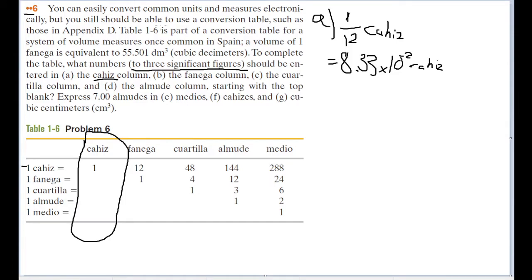So the next part of the question then asks about 1 cuartilla is how many cahizes. And if you look up top again, 1 cahiz is equal to 48 cuartillas. So once again, we'll do the same thing. We'll just flip the units, flip the reciprocal around to get it in a fractional form again. So it's then going to be 1/48 cahizes.